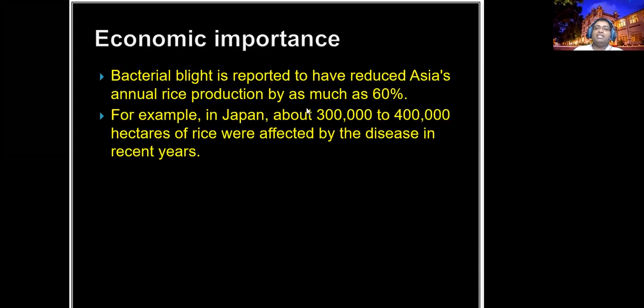60% of Asia's rice production, right, is reduced because of bacterial leaf disease. Therefore, this is a very economically important disease. In Japan, right? In Japan normally you can expect wetland rice cultivation. The environment is good, and also they are cultivating high yielding varieties. They are very susceptible. Therefore, every year 3 lakhs to 4 lakhs hectares of land get infected by this bacteria, this leaf disease.